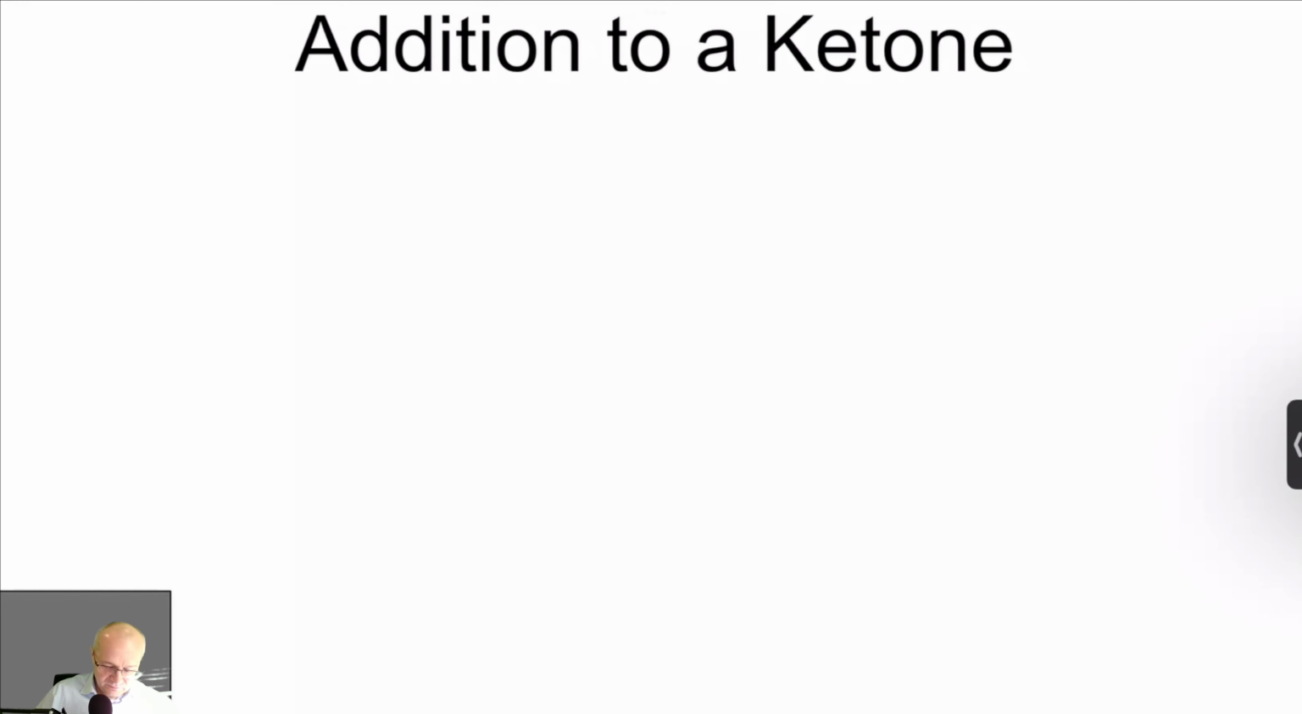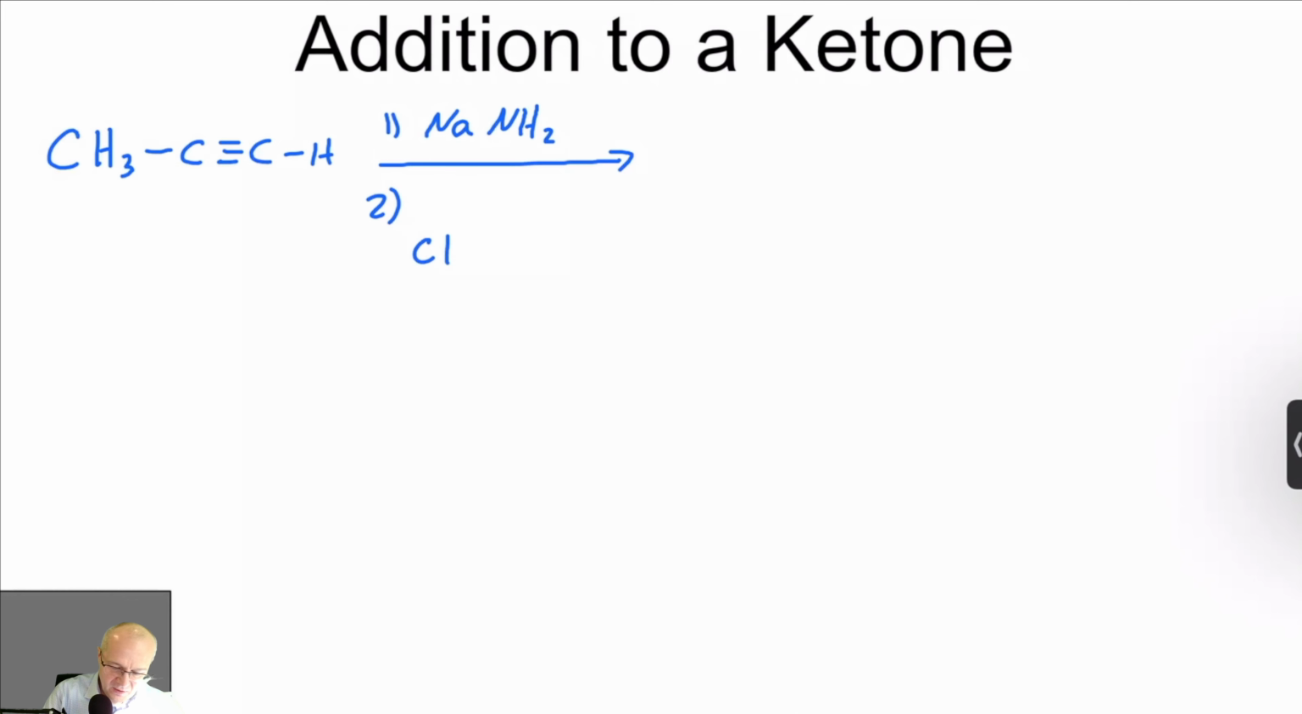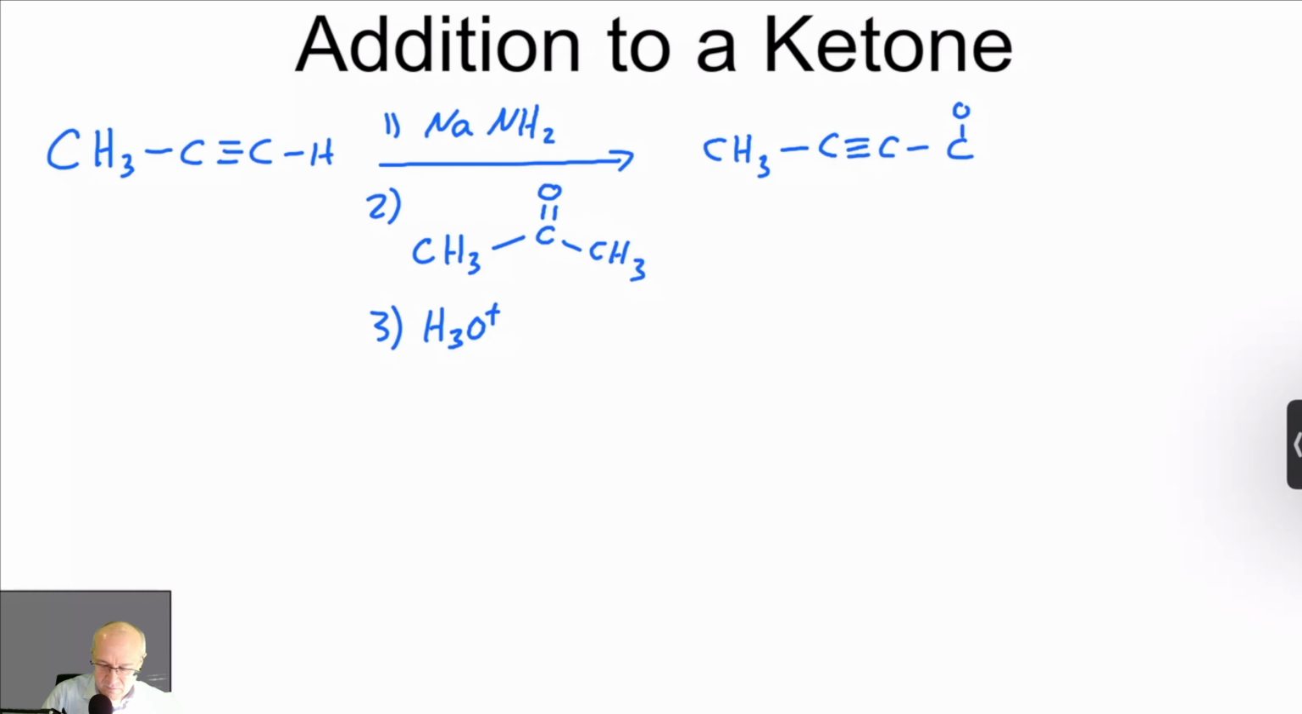Addition to a ketone. So let's draw another specific example. Here it has to be a ketone. So I'm just going to use acetone. It's just the simplest one. Could have been any ketone for the most part. And there you'll form a tertiary alcohol. There you have it.